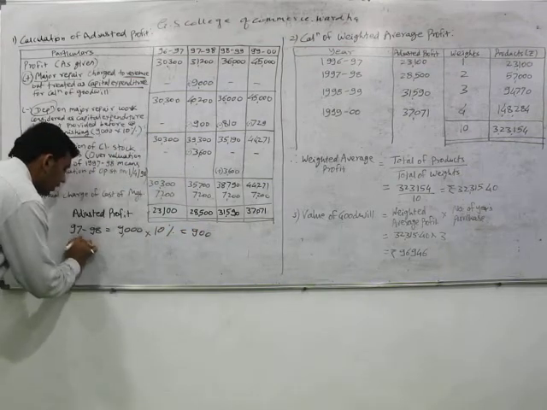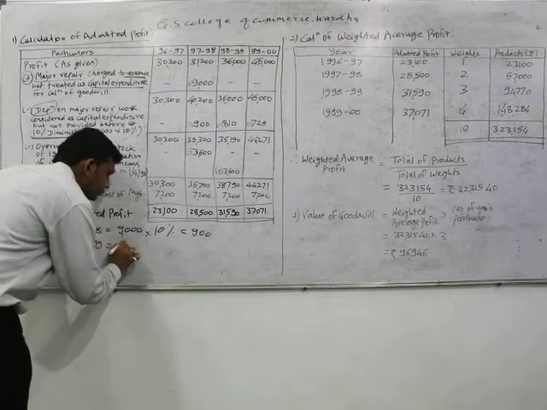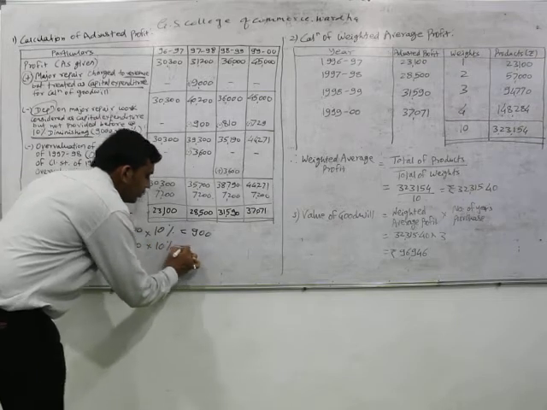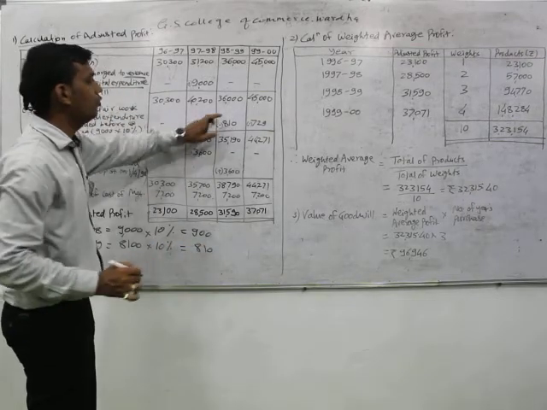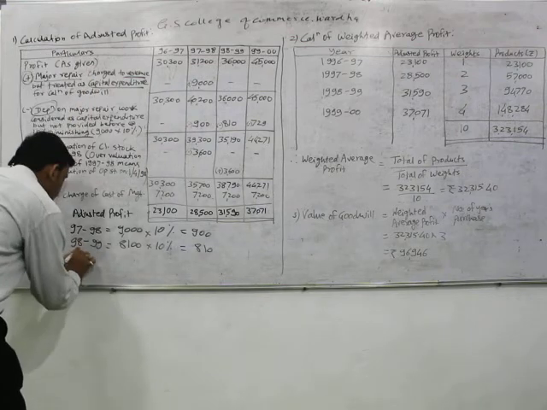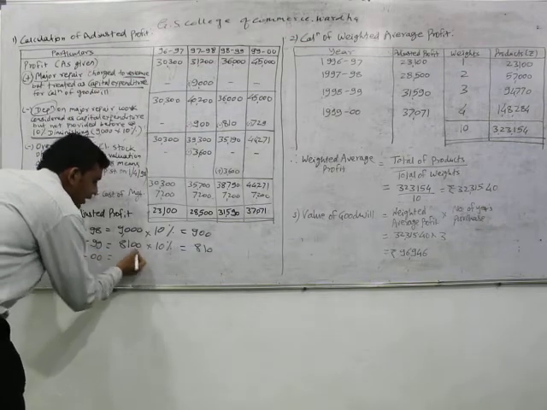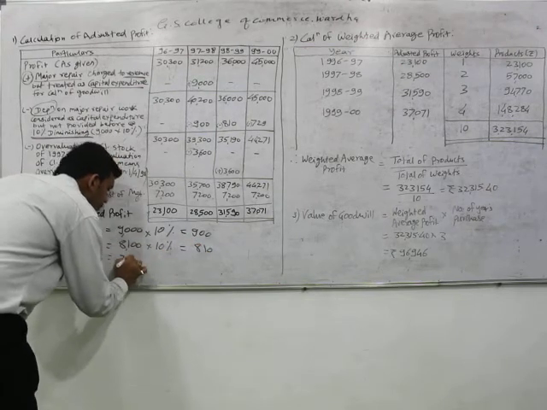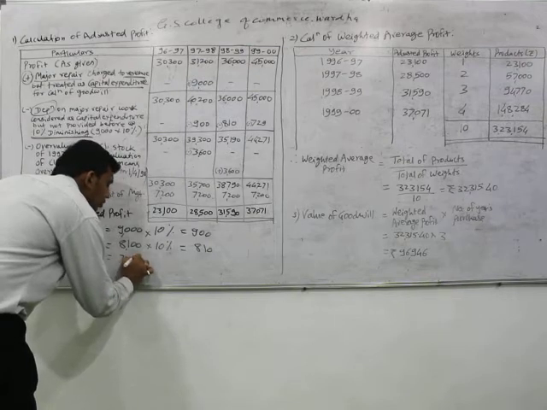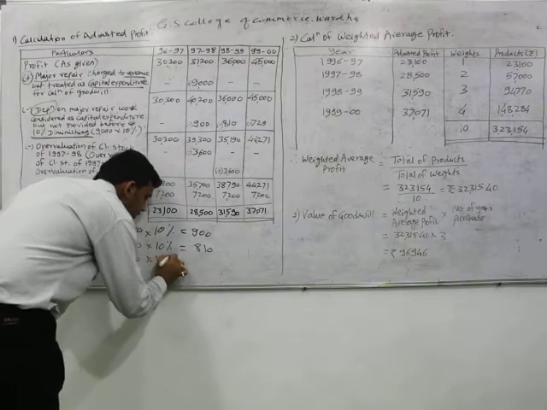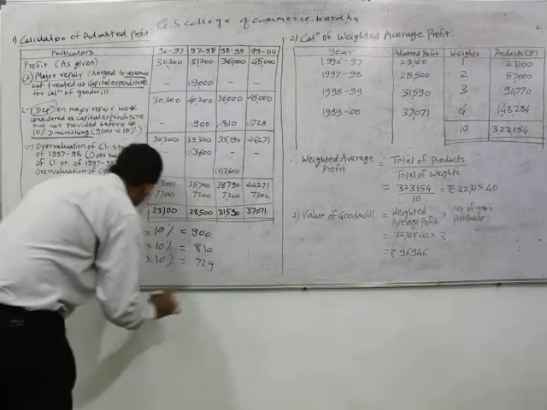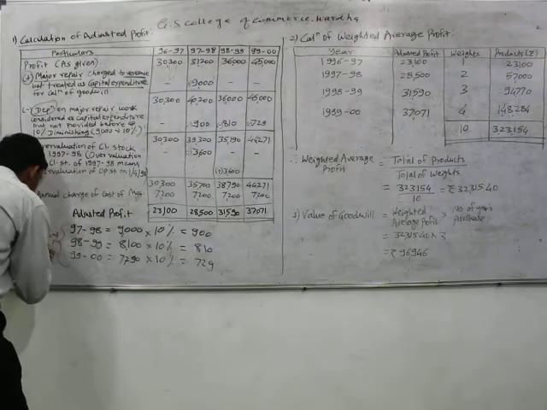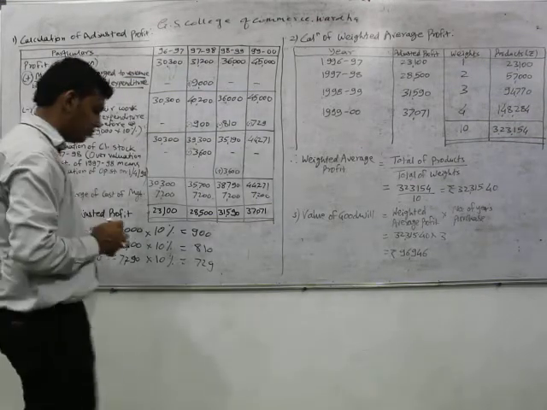Then for 98-99 it would be 8,100 into 10% equals 810. That is what we have taken here. Then again for 99-2000, 8,100 minus 810 equals 7,290, into 10% equals 729. All these are working notes which you can note down for the purpose of calculation of depreciation.